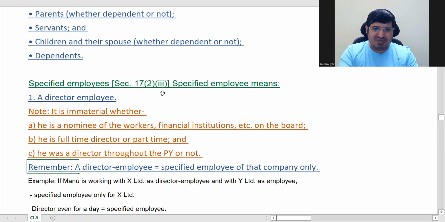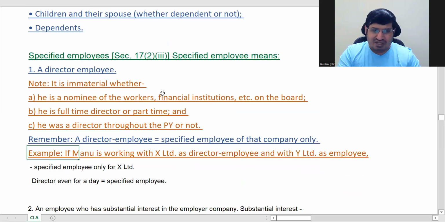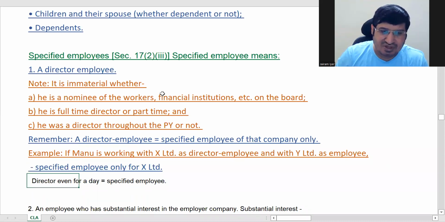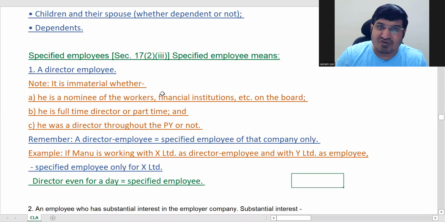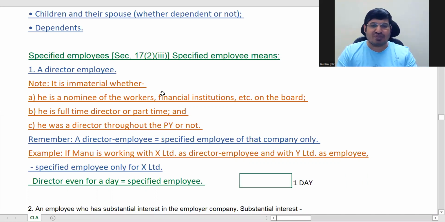Remember, director is specified employee for that company only. Let's say he is working in three or four companies, but is director only in one company. So he'll be director in that company only, not in the other company. For example, Manu is working with X Limited as director employee and with Y Limited as normal employee. So he's specified employee only for X Limited. And director even for a day is specified employee. In your previous year, if you have been employed director even for one day, then you become specified employee. So this is about director employee.